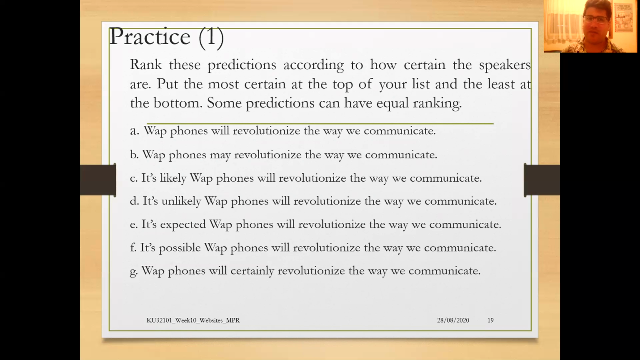Okay, so our first practice question. For the practice questions this week, we're going to do the same thing again as last week. I'm going to ask you to share your answers in the practicum session. Okay, so for this practice, you need to rank these predictions according to how certain the speakers are. Put the most certain at the top of your list and the least certain at the bottom. Okay, and some predictions will have equal ranking.